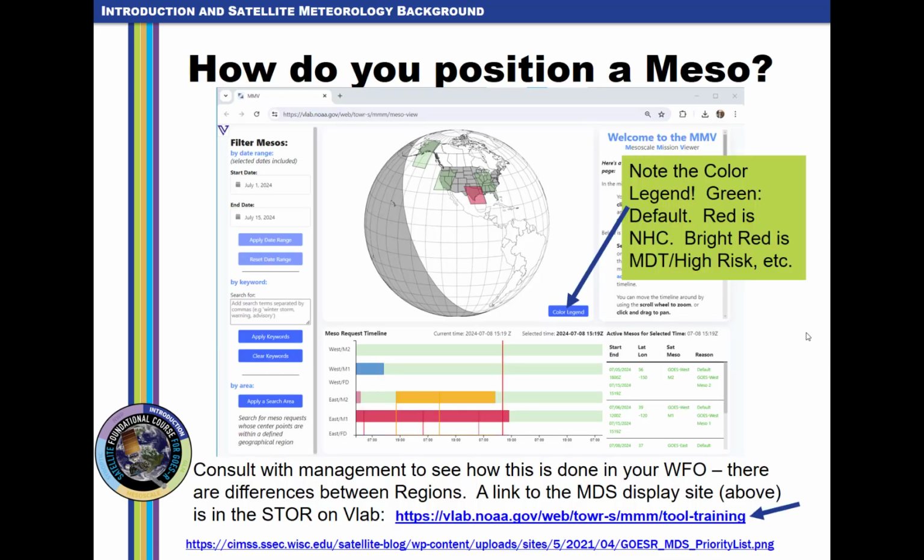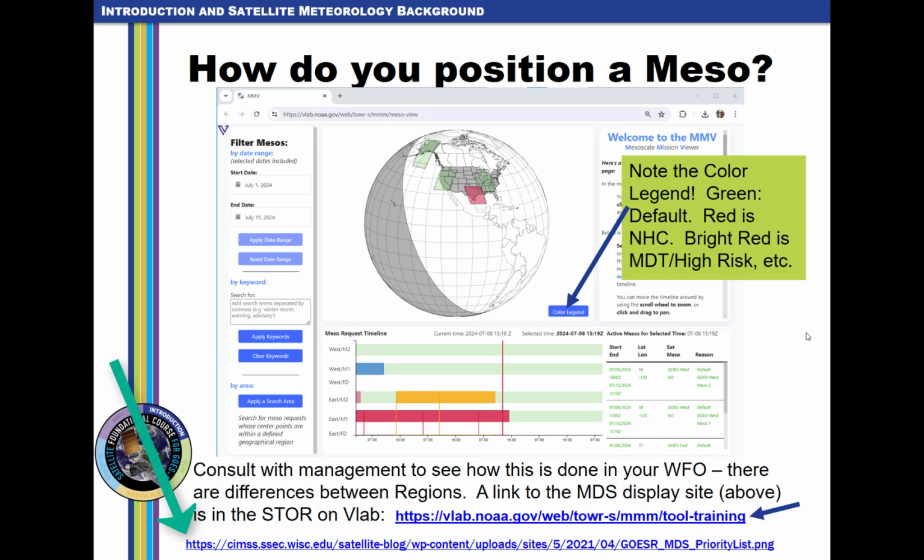If you're in a WFO and you want satellite imagery more than every 5 minutes over CONUS or PACUS, or more than every 10 minutes, call a meso. This website tells you current and future planned mesos. If the default is over you might want to call a meso anyway just to make sure it stays there.